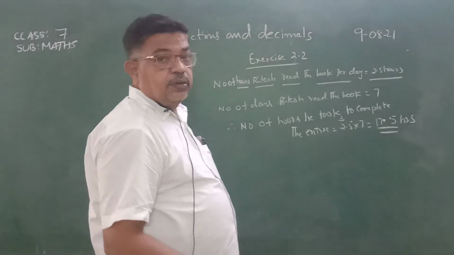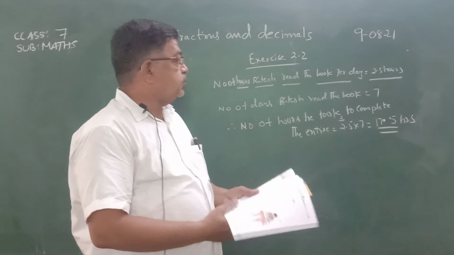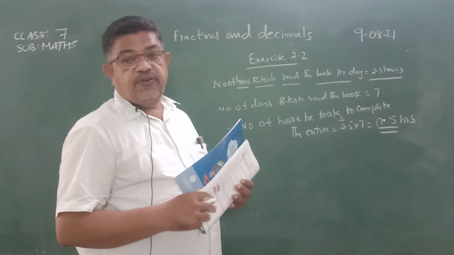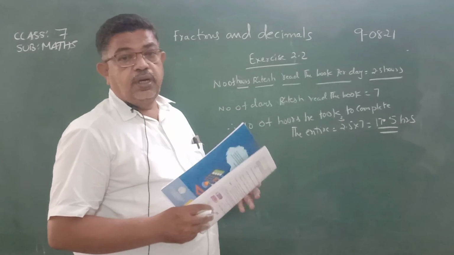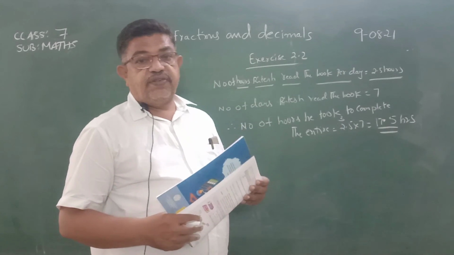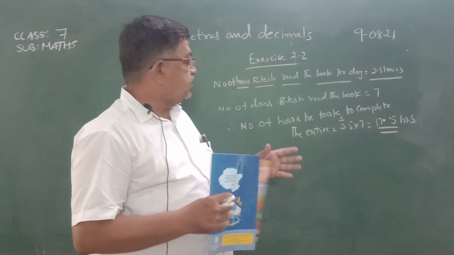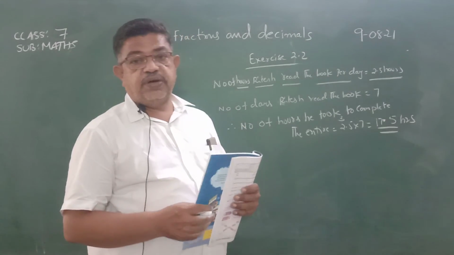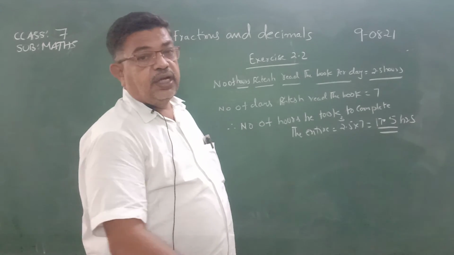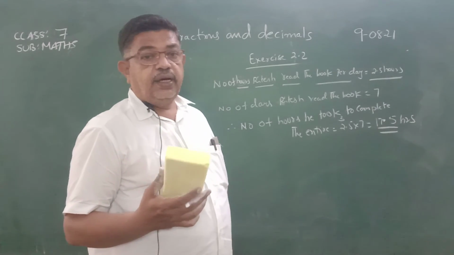Now you can follow how to do verbal problems. Ritesh took 2.5 hours a day to read a book and he completed the entire book in 7 days. So the total time taken in terms of hours is 2.5 into 7 is equal to 17.5 hours. Ritesh is able to completely read the book.